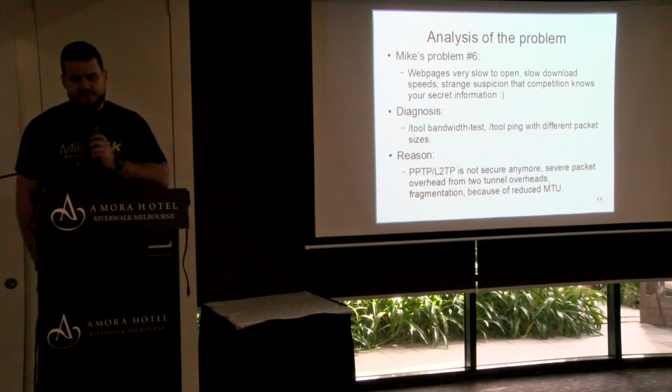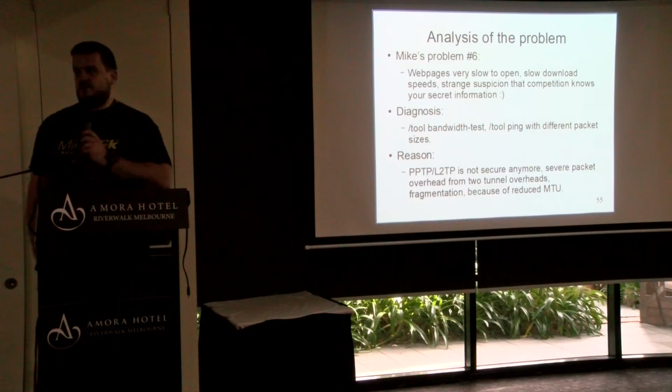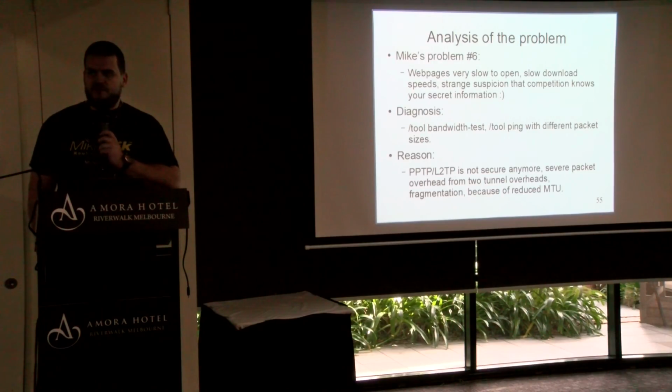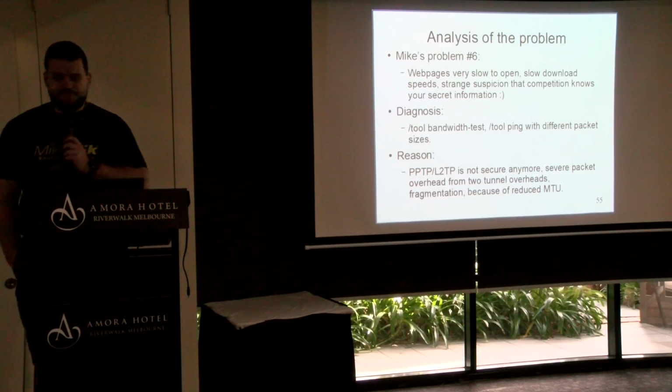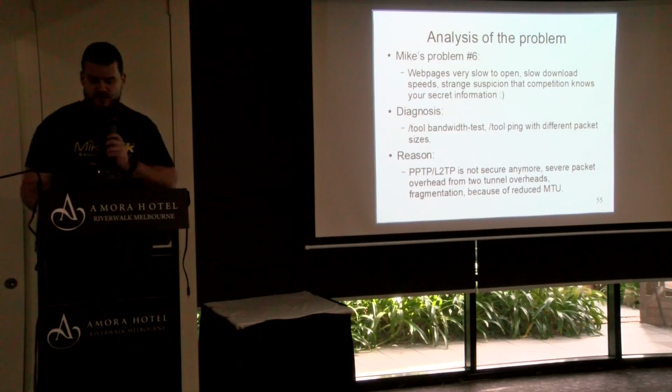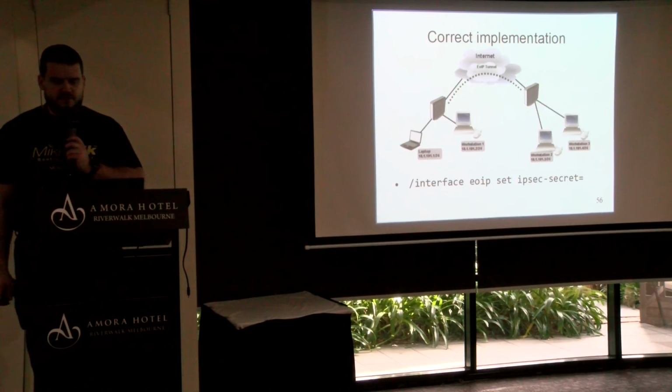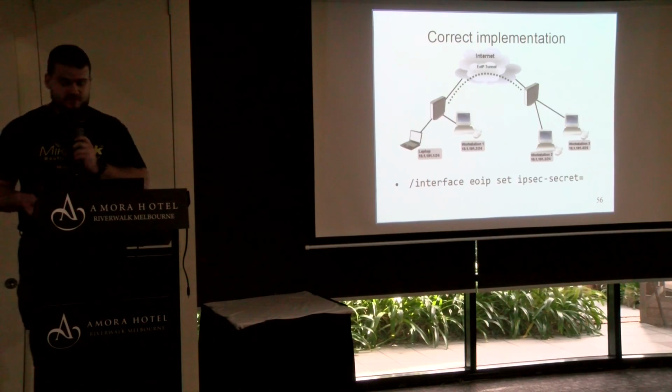You will find out that the MTU of this connection is quite low because of double overhead. You create a tunnel inside the tunnel, and each tunnel adds an overhead. Also, PPTP and L2TP are not considered secure anymore, so if somebody really wants, they can get into them quite easily. So probably the best way is to use IP security and to convert Ethernet over IP into a secure link.